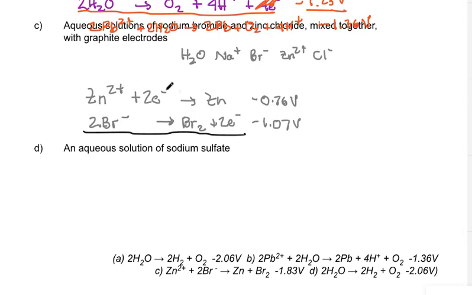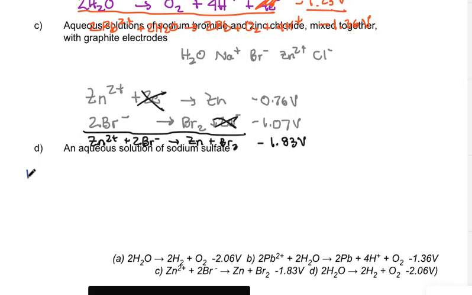So we want to combine these, and we can. We finally got one where the electrons just match, so we don't have to do any extra work there. We can just combine these 2 reactions, and we get zinc ion reacts with 2 bromide ions to produce zinc metal and a molecule of elemental bromine, and add those together and we get minus 1.83 volts. Not too bad, I hope. One more.